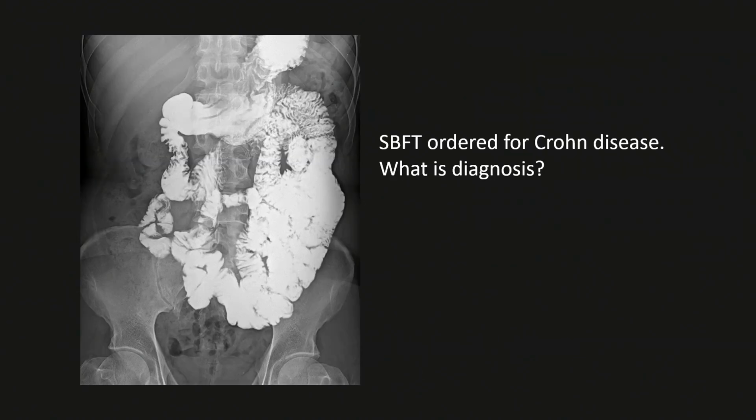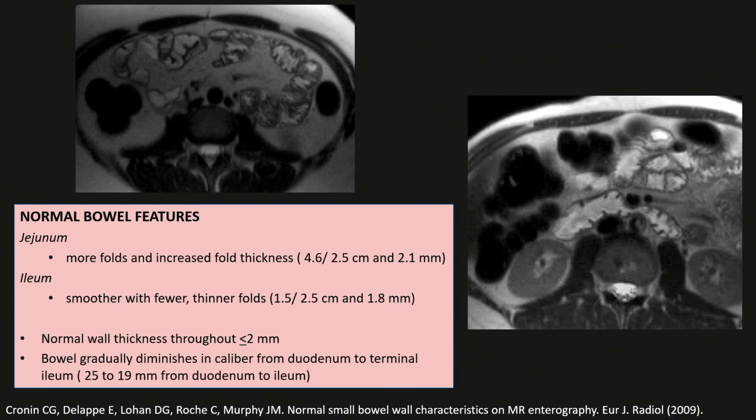So here was a small bowel follow through in a patient who was known to have Crohn's. So this patient had Crohn's, right? And so let's talk about normal bowel features here just on MRI so we have a sense. So again, more folds with increased thickness in the jejunum, so much so that it's very often overcalled on just ER studies when the proximal jejunum is underdistended, right? People say, oh, it's thickened, there's like jejunitis, right? Like it's not, look for stranding around it.